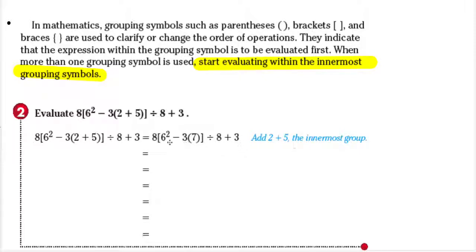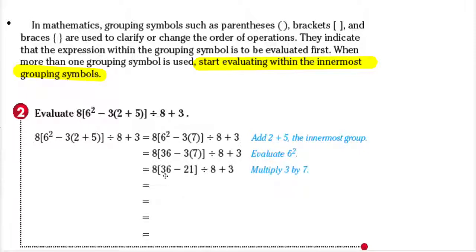Now that's done, we start evaluating what's inside the brackets. This becomes 8 times 6 squared, because we have exponents before multiplication, so we evaluate exponents first: 8 times 36 minus 3 times 7 divided by 8 plus 3. Then we multiply 3 times 7 next, and end up with 8 times bracket 36 minus 21 close bracket divided by 8 plus 3. Then we continue simplifying the bracket: 36 minus 21 becomes 15. 8 times 15 divided by 8 plus 3.